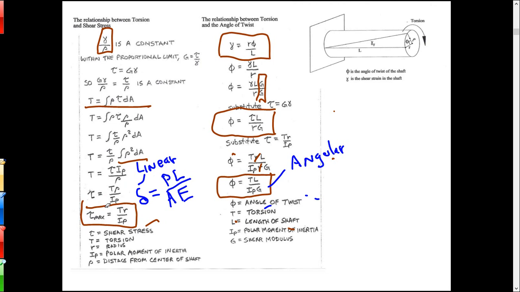Okay. And then what I can do, as I've boxed it in red, I can find tau max, which is really what I'd be interested in if I'm designing the shaft: the maximum shear stress. That's the torsion times the radius r over I, and that P is a subscript to show it's a polar moment of inertia. So the maximum shear stress in a shaft is the torsion times the radius divided by I sub P. Okay.